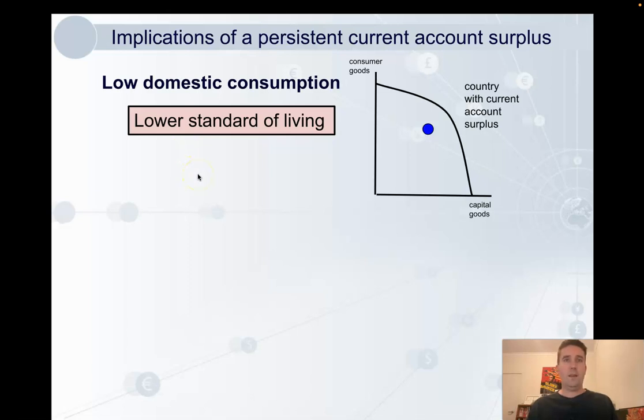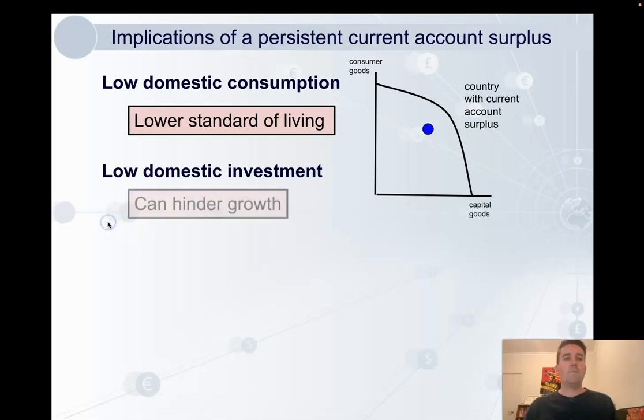Also, if there is a current account surplus, this implies a financial account deficit. So if we're doing more investment outbound, using the country's money to invest overseas more than we're doing in local investment, so domestic investment, I should say. If we don't have as much local investment, then that can hinder growth as well.